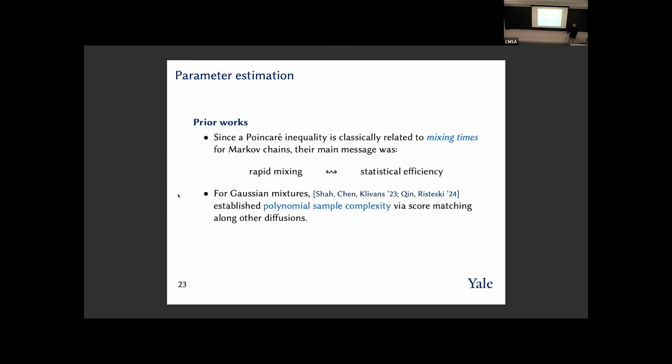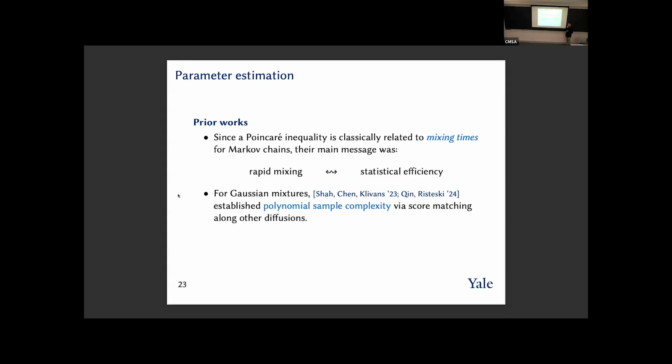But there are actually better algorithms for sampling from Gaussian mixtures than just Langevin. You can do parallel tempering or algorithms that can actually teleport you between modes. So in this follow-up work, they considered an algorithm more tailored to sampling from Gaussian mixtures. They considered the corresponding score matching objective, and showed that the resulting estimator actually gets polynomial sample complexity for learning the parameter of a Gaussian mixture. So this is furthering this picture of mixing and statistical efficiency.